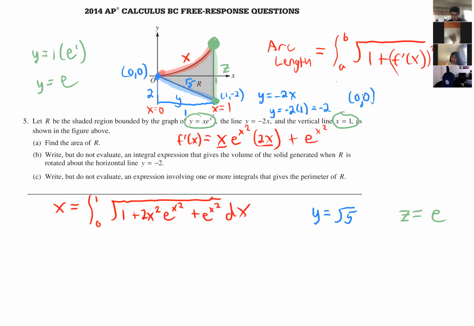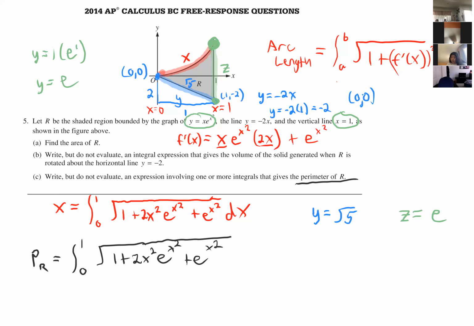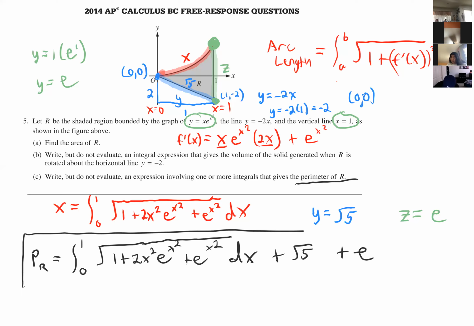So for my final answer, it says to find the perimeter of R. So I'd say perimeter of R equals x, which is this, plus square root of 5 plus e. That was a doozy.